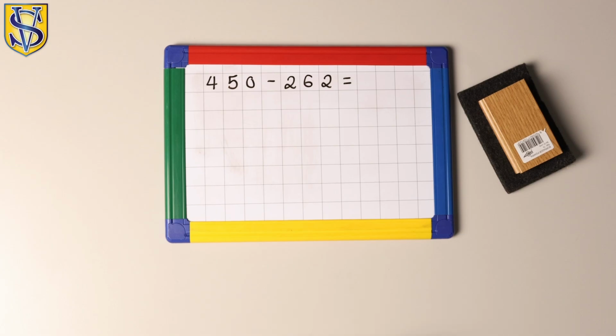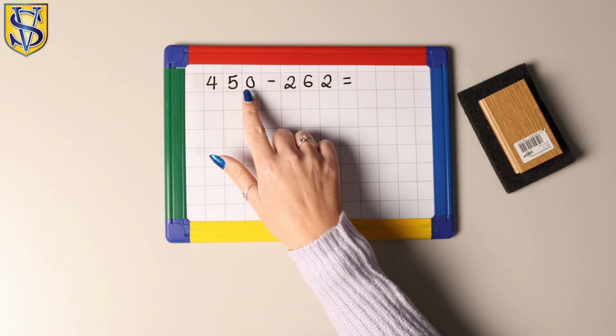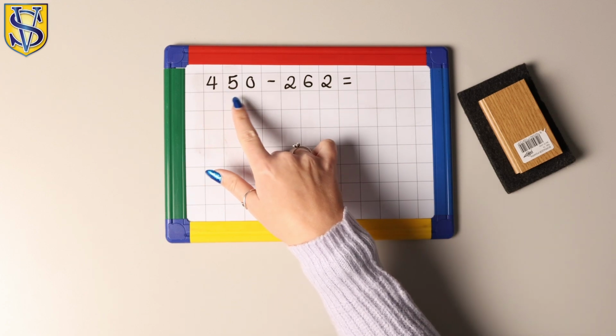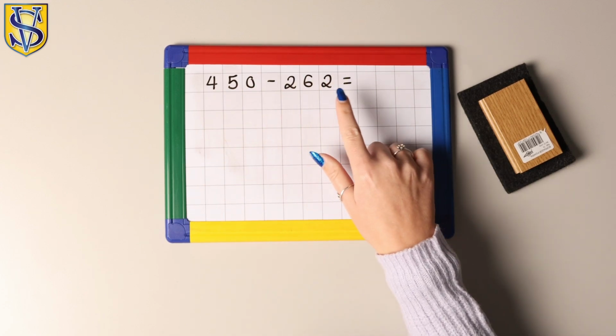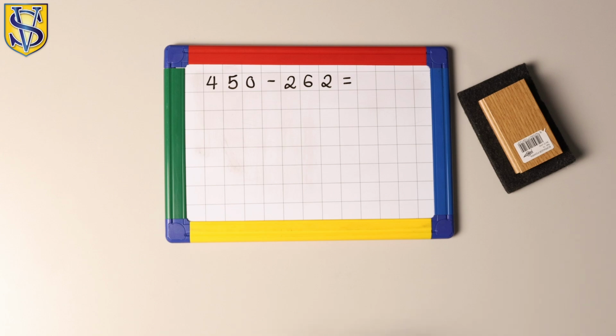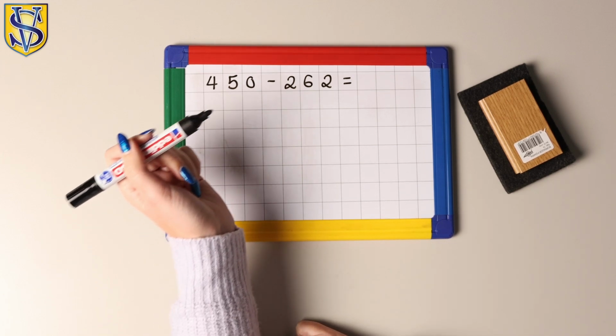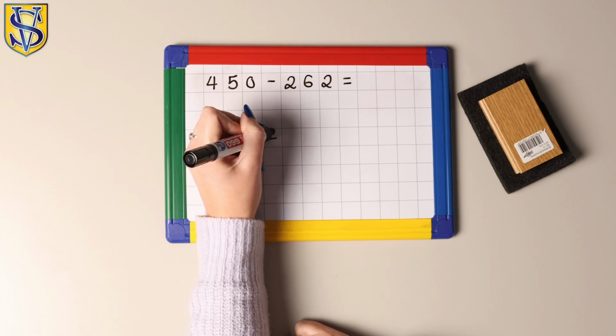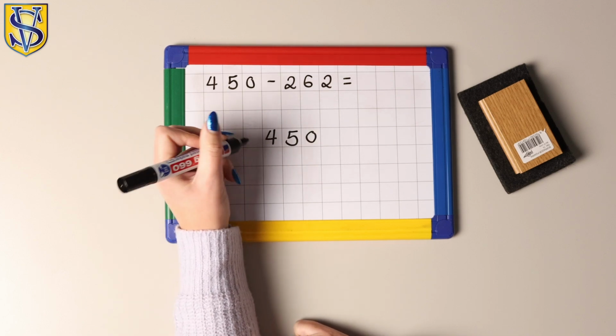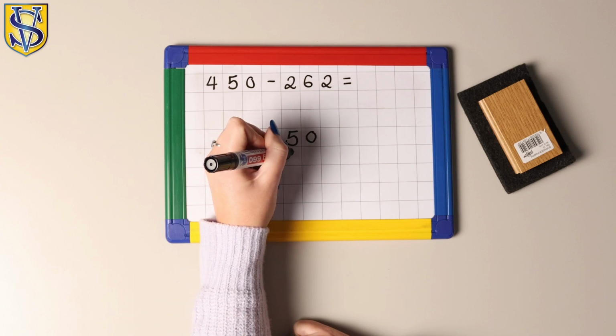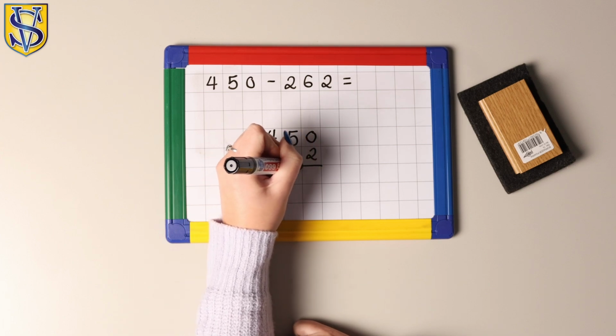So for this calculation, we are going to continue using column subtraction, but this time some exchanging happens. Exchanging is when the digit from the first number is smaller than the digit that appears in the equivalent spot in the second number. So I'm going to start off by writing this out. We're going to go 450 subtract 262.